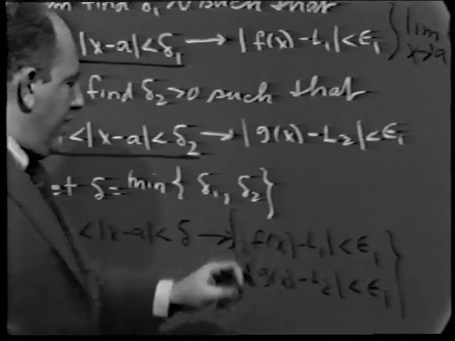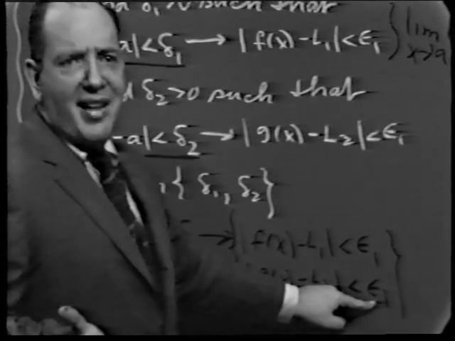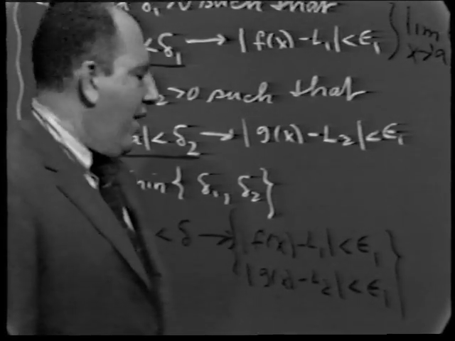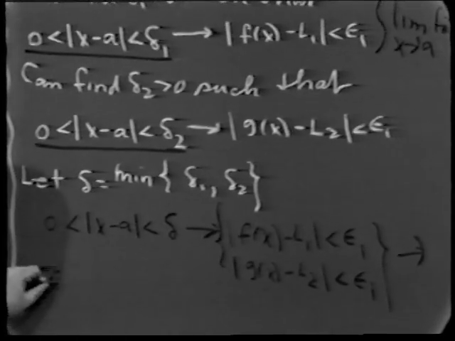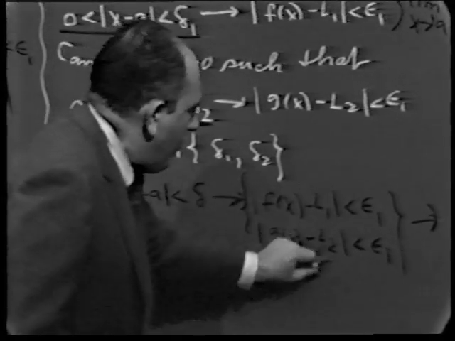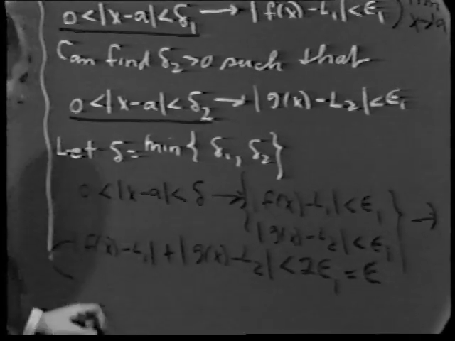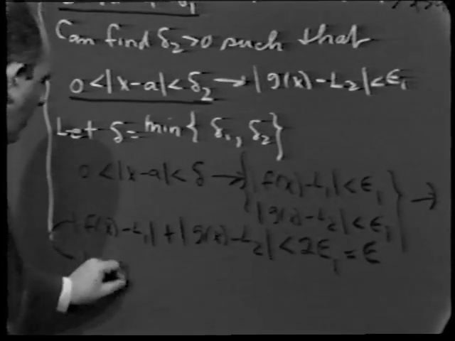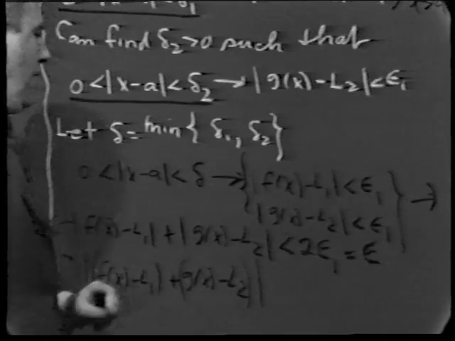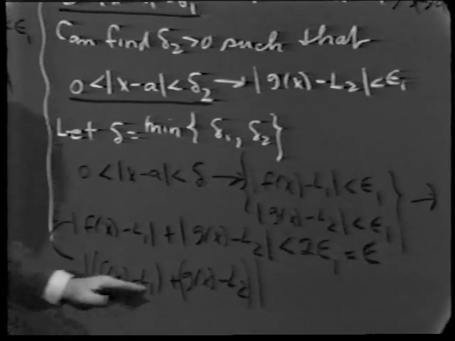And now by adding unequals to equals, that tells me what? That this plus this is less than 2 epsilon 1. But see, using my hindsight, I picked epsilon 1 to be what? Epsilon over 2. So 2 epsilon 1 is just another way of saying epsilon. In other words, what this now implies is that the absolute value of f of x minus L1 plus the absolute value of g of x minus L2 is less than 2 epsilon 1, which equals epsilon. But you see, this in turn is greater than the absolute value of f of x minus L1 plus g of x minus L2. And so this was the thing we wanted to make smaller than epsilon. Since this is smaller than this, and this is already smaller than epsilon, then this must be smaller than epsilon.